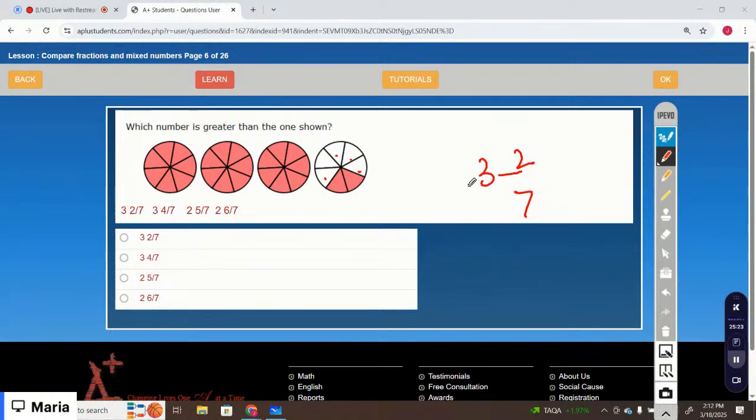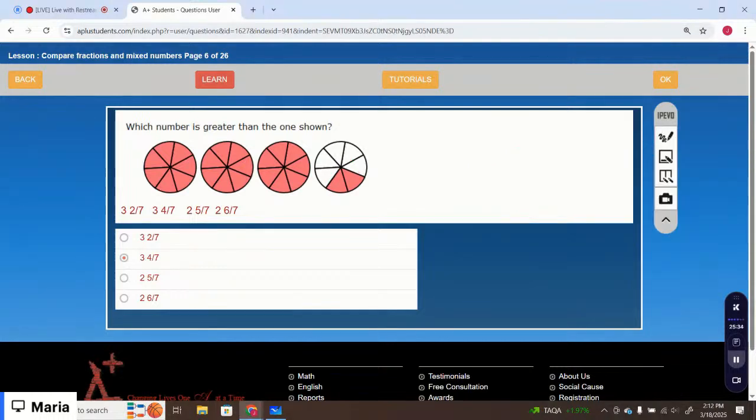The one that is greater than 3 whole 2 by 7 is option number 2, that is 3 whole 4 over 7. 3 whole 4 over 7 is greater than 3 whole 2 by 7. Option number 2 is the correct option. Okay, you can complete the lesson by yourself today. Let me just move on to the next lesson.